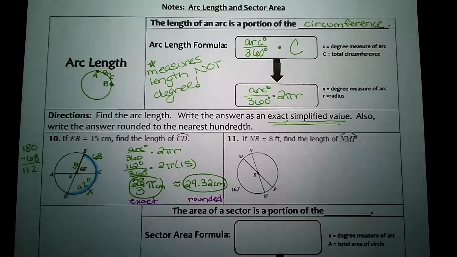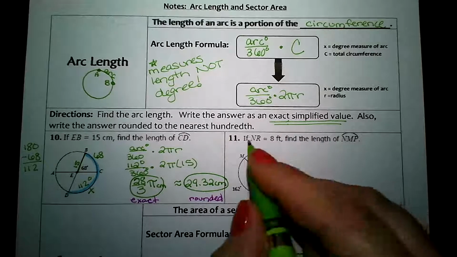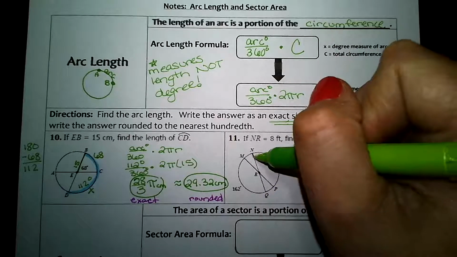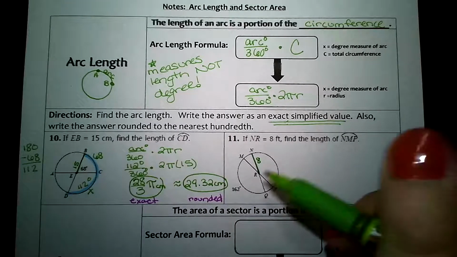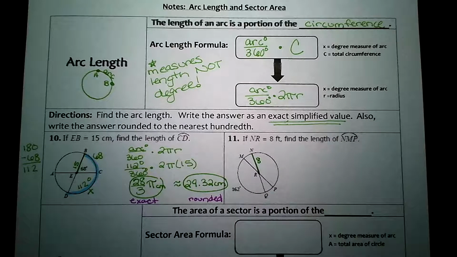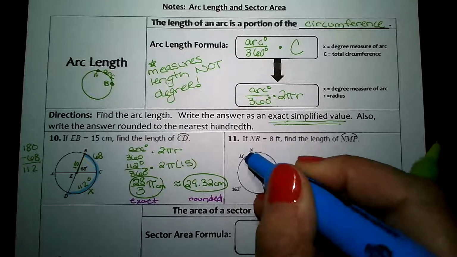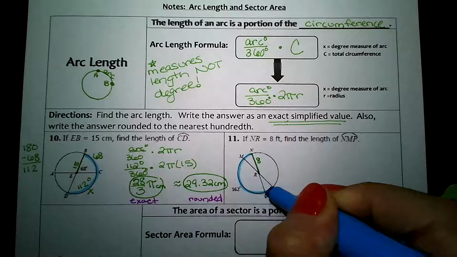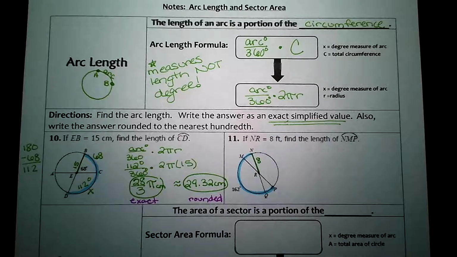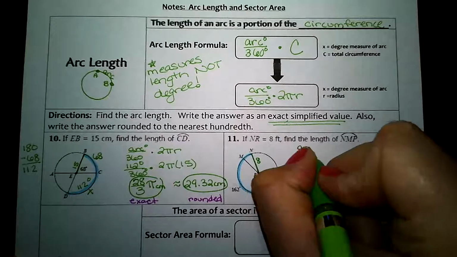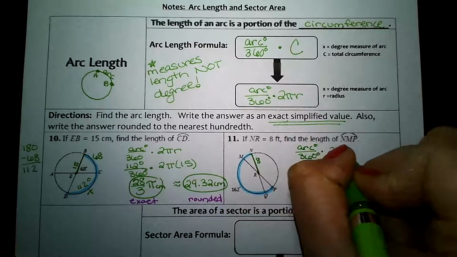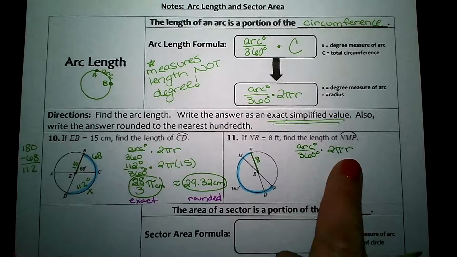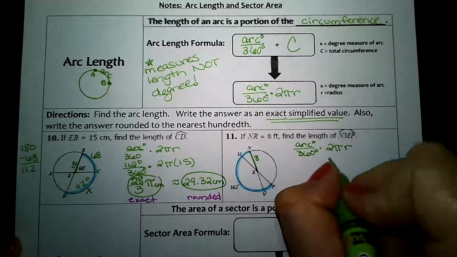Okay, let's try example 11. If NR is 8 feet, there's NR, that's our radius. Find the length from N to M to P. Look what we're looking for here. N to M to P. All right, in our formula, we need to know the arc degree and we need to know the radius. We've been given the radius. The radius is 8.